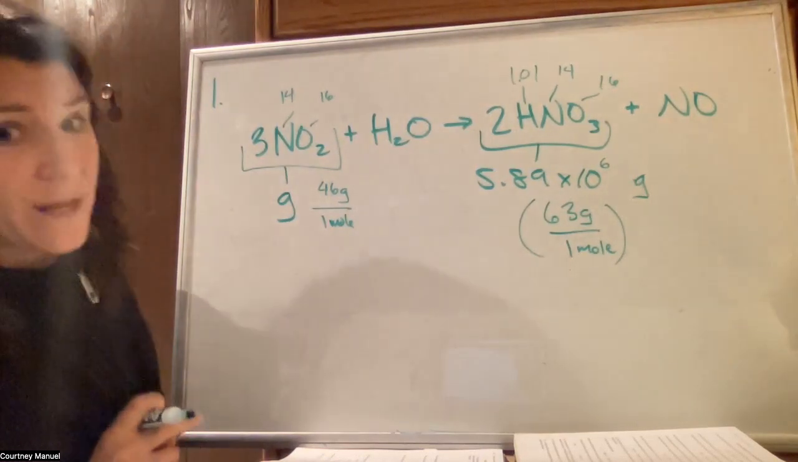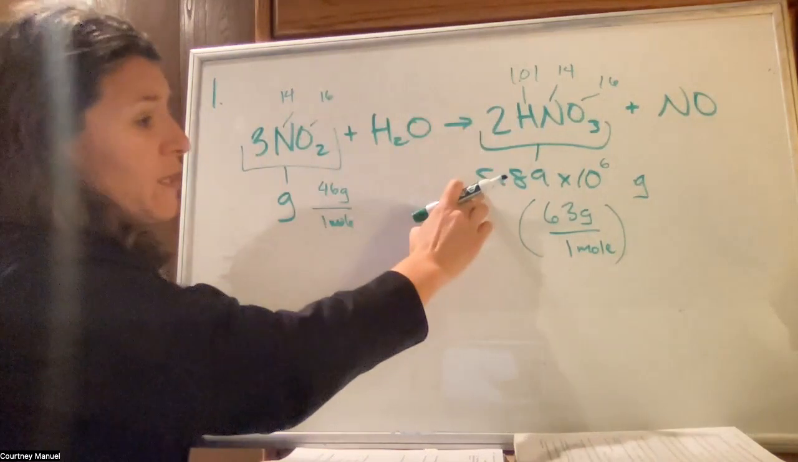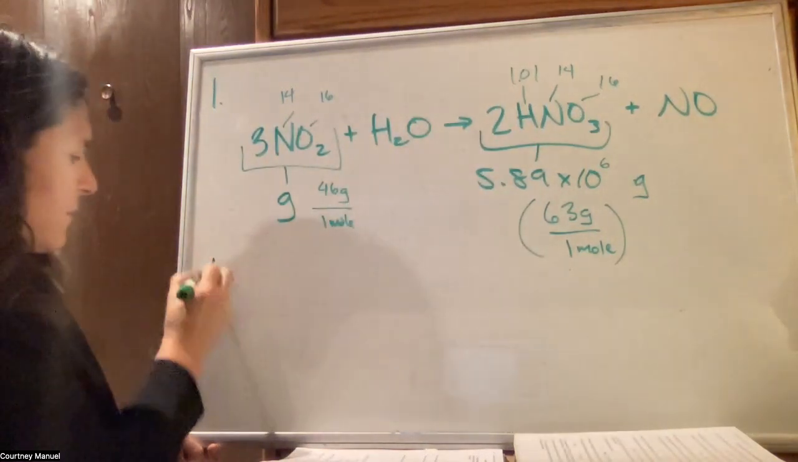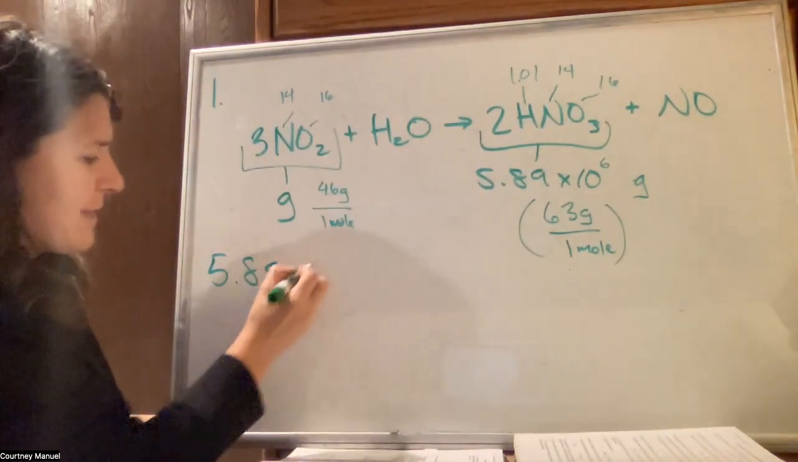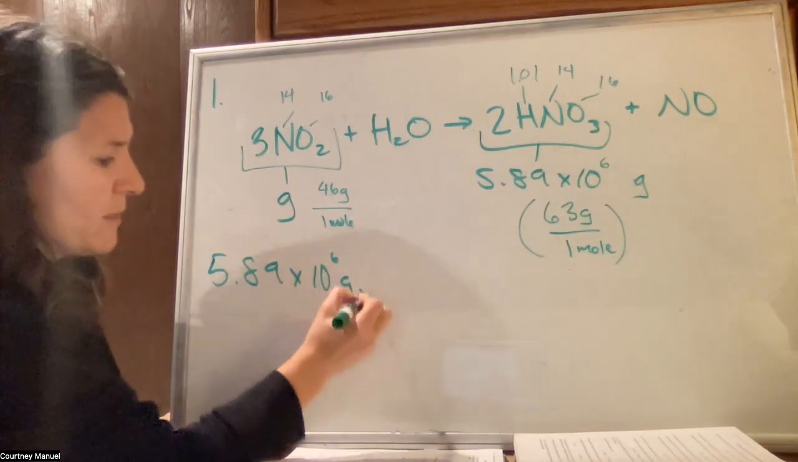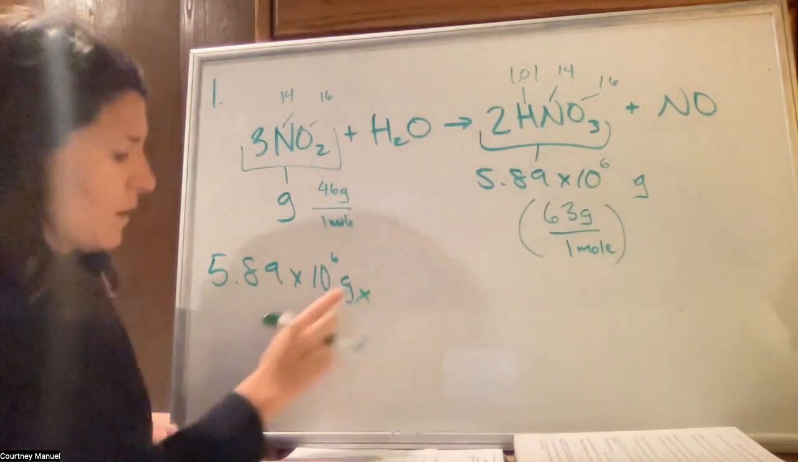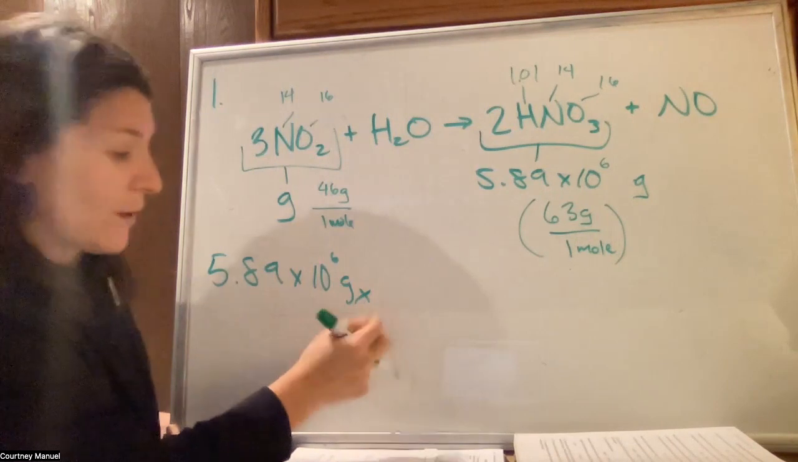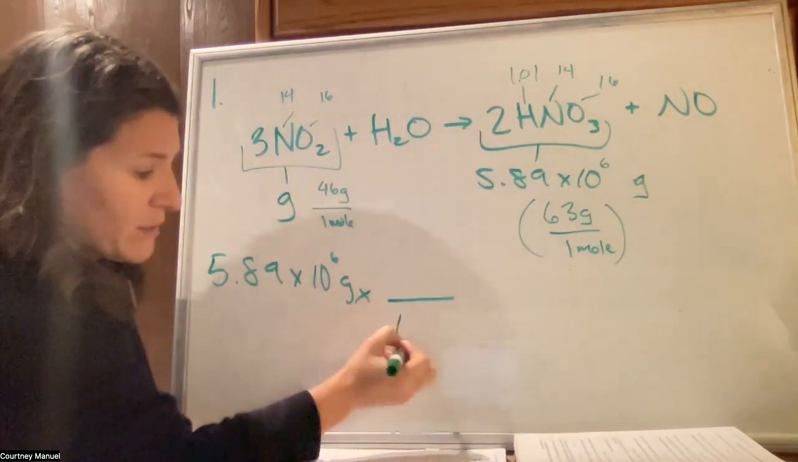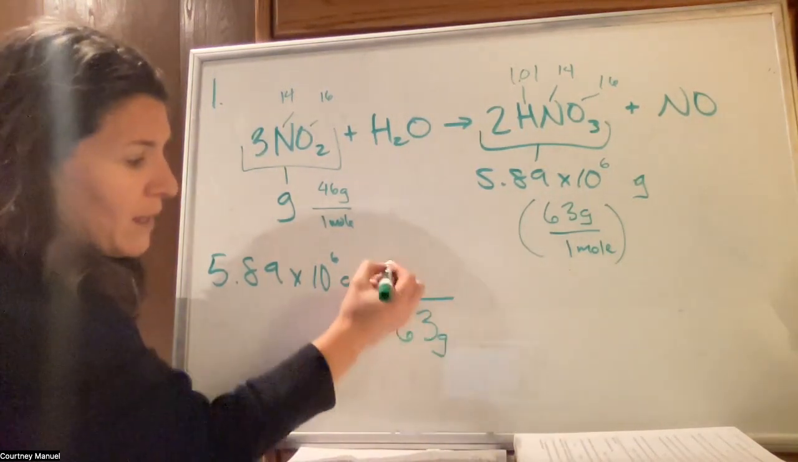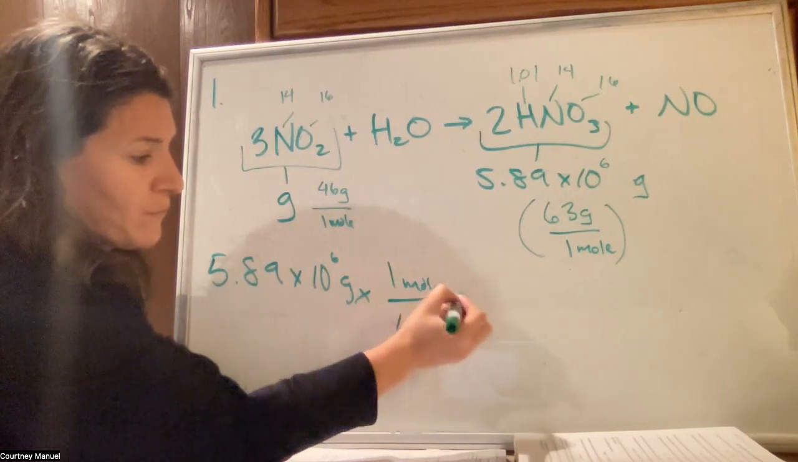Now let's get started with actually what we're doing. Okay, we start here with grams: 5.89 times 10 to the 6 grams. We're going to turn it into moles. We have grams on top, which means we need grams on the bottom. So we're going to put our 63 on the bottom and our 1 mole on top.